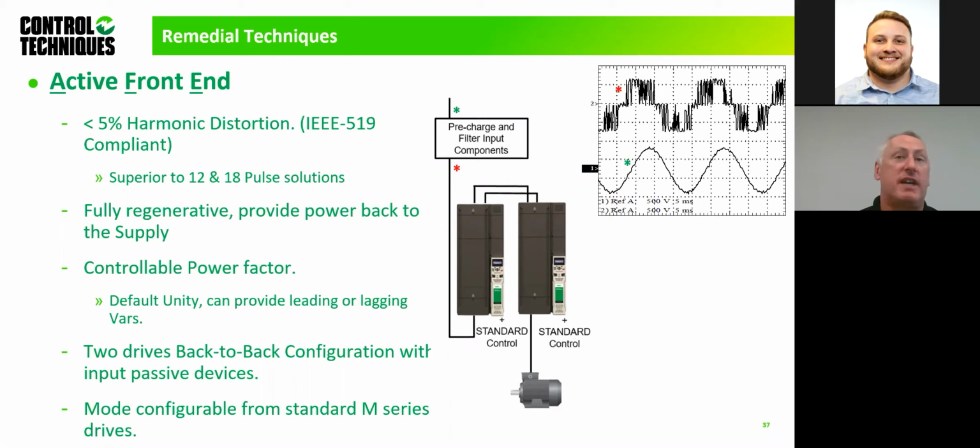And then we've got the active front end. Sometimes we call this our regen front end. This is a very high performance drive. It's just basically with control techniques, we just put drives back to back and change the mode, and then add some additional filtration components on the output or the input to the drive, with a couple of reactors and a capacitor. This has a far superior performance compared to the 18 pulse, and the price point is very attractive as well compared to an 18 pulse.